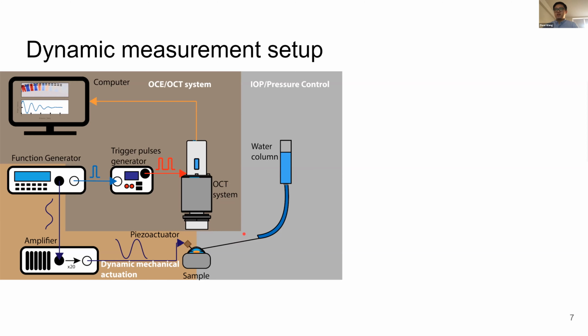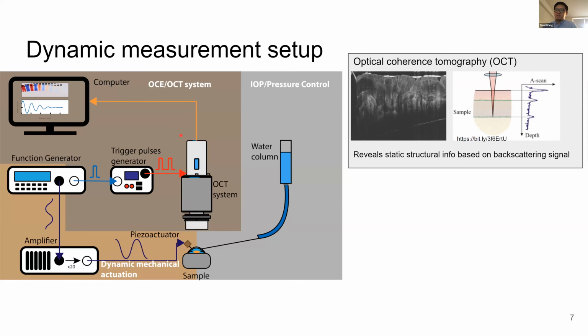And for the detection parts, we will use the OCT and OCE system here. OCT is the optical coherence tomography. Basically the sample will be illuminated by the laser, and the internal structure of the sample will be resolved based on the backscattering signal. So this picture shows the internal structure of the hydrogel we built previously in the lab.